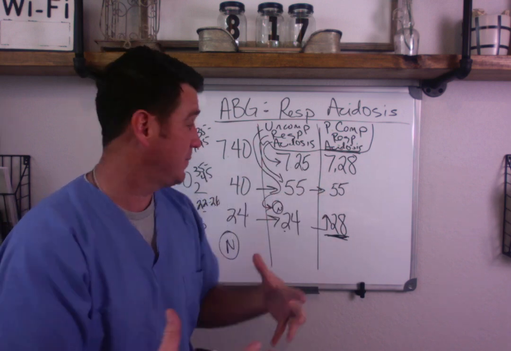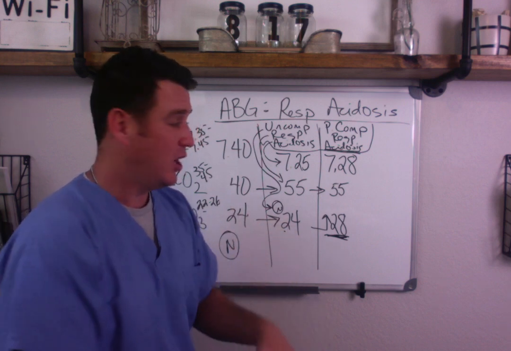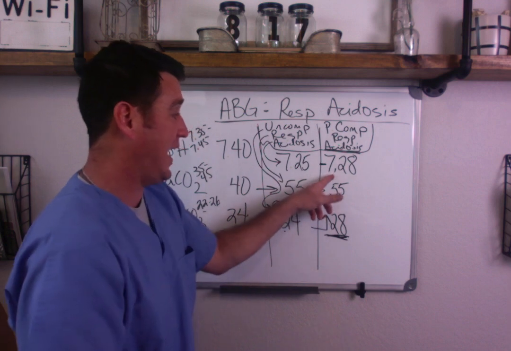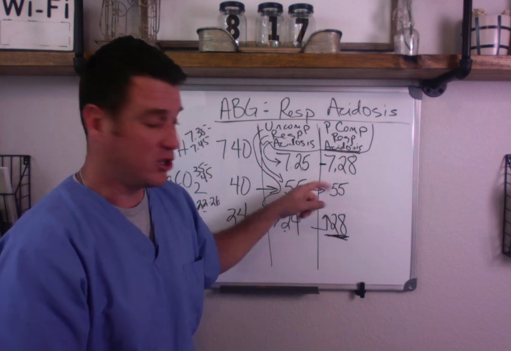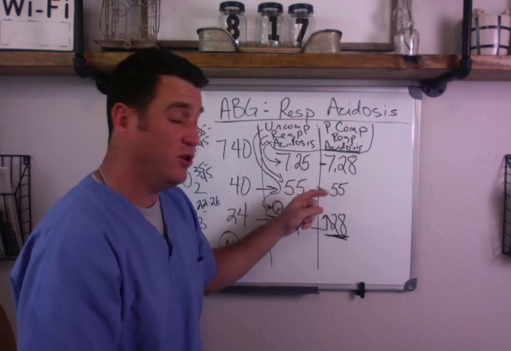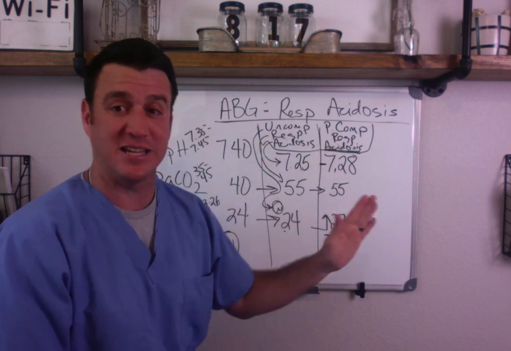Well, that's a good question. And the answer is this. What side of the pH scale is my pH on? Well, it's on the acidotic side. So now we have two values here that are out of range: a CO2 that's high and a bicarb that's high.